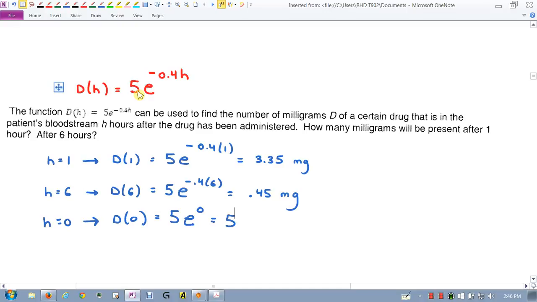An hour later, you still had 3.35 milligrams. 6 hours later, though, you've dropped down to 0.45 milligrams.